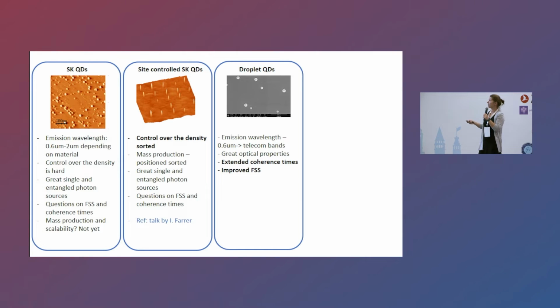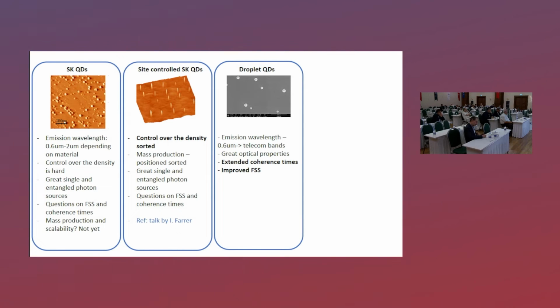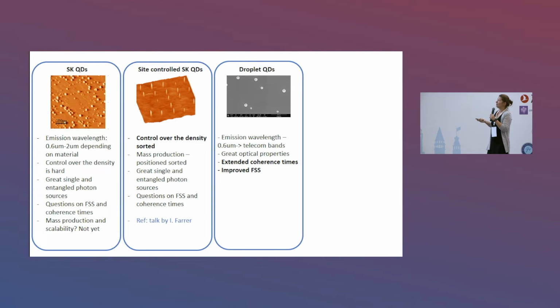Then the next step forward, I believe a massive breakthrough, was inventing a new technology of growing such quantum dots, called droplet quantum dots. In principle, they look the same, except that this is an SEM image, this is an AFM image. They are also randomly nucleated, but the growth mechanism is completely different. I'm not going to tell you the details right now, but the great advance of droplet quantum dots is that we've shown they have amazing extended coherence times and much improved fine structure splitting. They can reach telecom wavelengths easily, which means they are compatible with existing fiber optics infrastructure available literally everywhere.